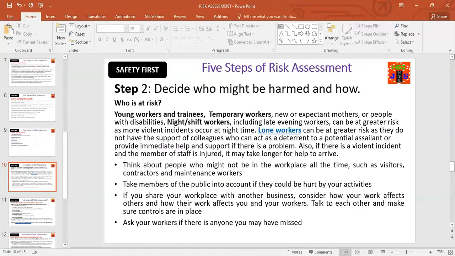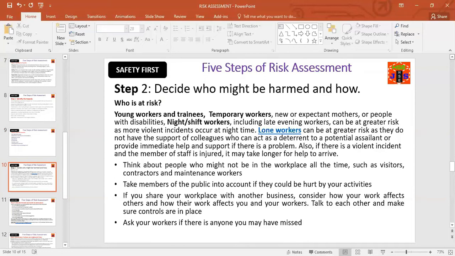Now, let us see step number two. Decide who might be harmed and how. Who is at risk? This is the question here. Young workers and trainees are at risk. Temporary workers are at risk. New or expectant mothers, people with disabilities, and night shift workers, including late evening workers, can be at greater risk as more violent incidents occur at night time.